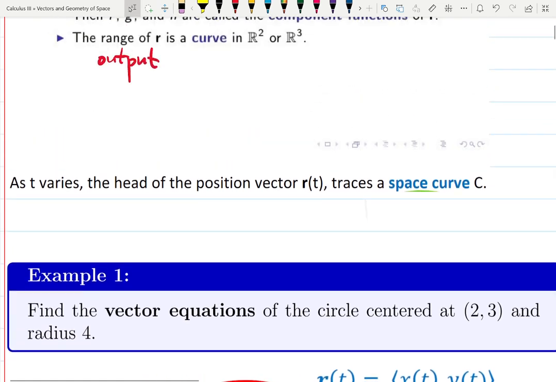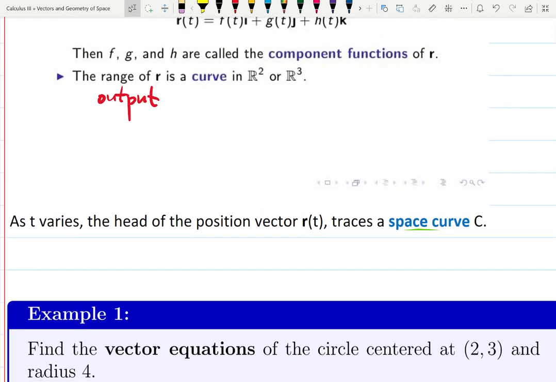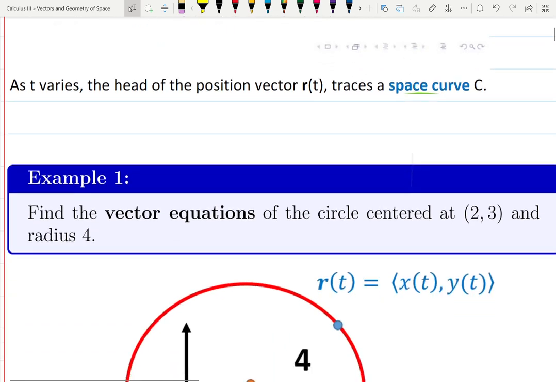So, when t changes, the head of the position vector traces a space curve C. And that's what I will try to explain to you today. What does it mean after we do some cool examples? This is how, when I understood it this way, I think it became more straightforward to me as a student. So let's see what it means to trace a space curve.